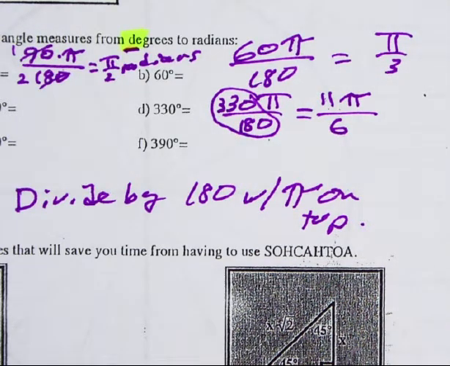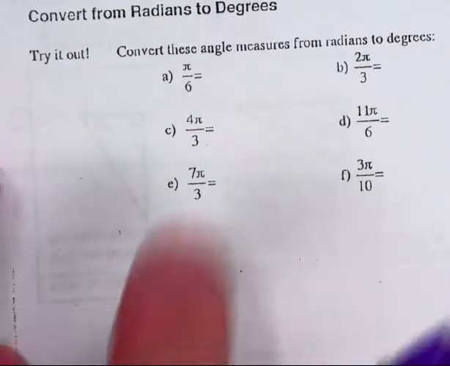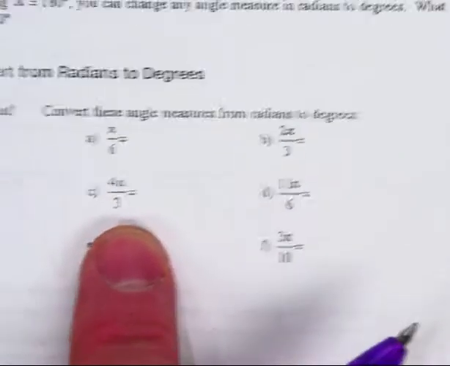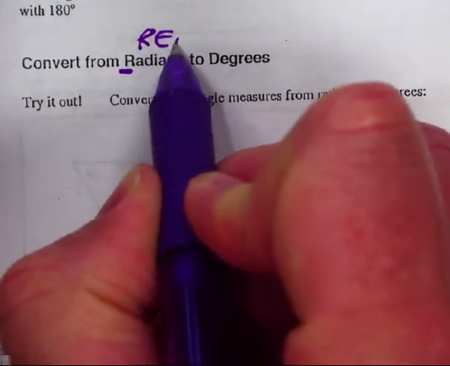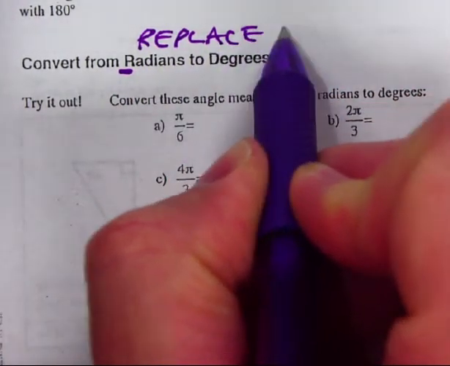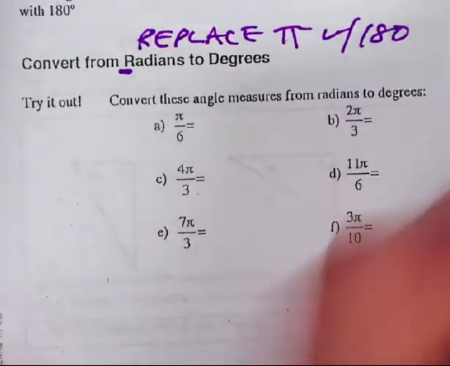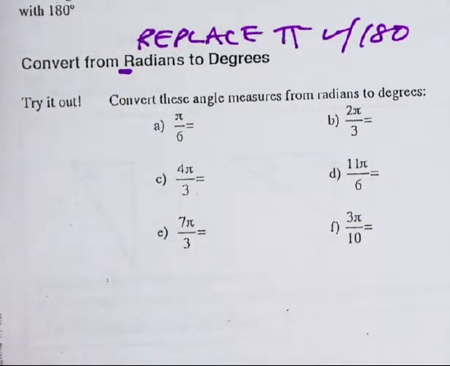The second part of this video, we're going to take a look at radians to degrees. So now if we're going the other direction, we're going to convert from radians now to degrees. Radians starts with R. That means our strategy starts with R. We're going to simply replace pi with 180. So I just take pi and plug in 180 at that spot, and I'm good to go.